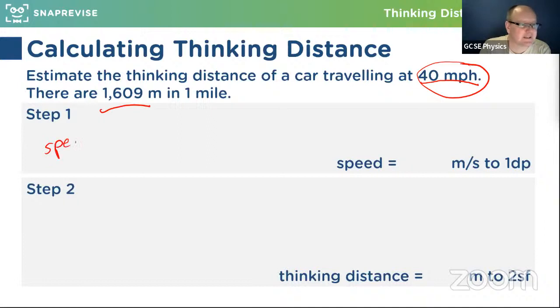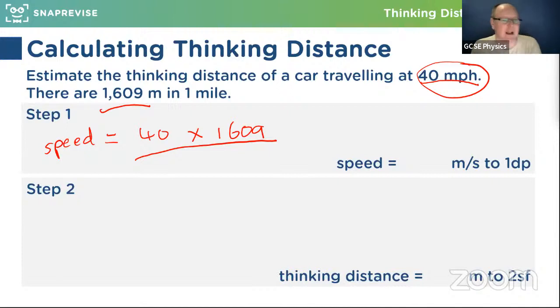So speed is going to be equal to the number of miles per hour, 40, times the number of meters in a mile, so 1,609. We're given that information in the question. And then we need to divide that by the number of seconds in an hour, because we want meters per second. So seconds in an hour is 60 minutes, each 60 seconds long. 60 times 60 is 3,600. So 40 times 1,609 divided by 3,600.